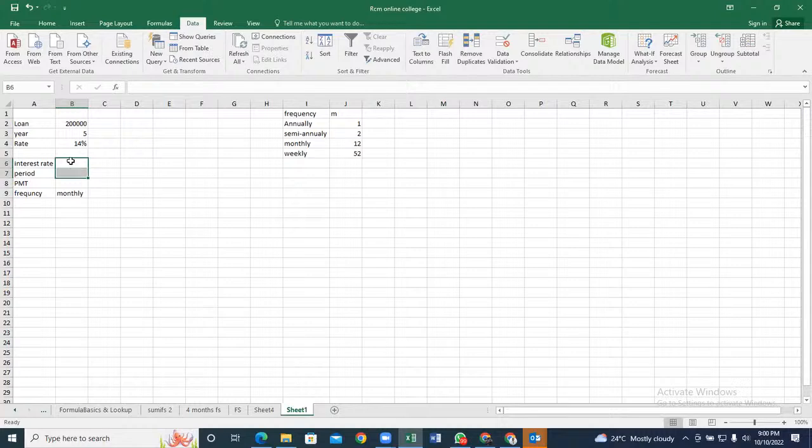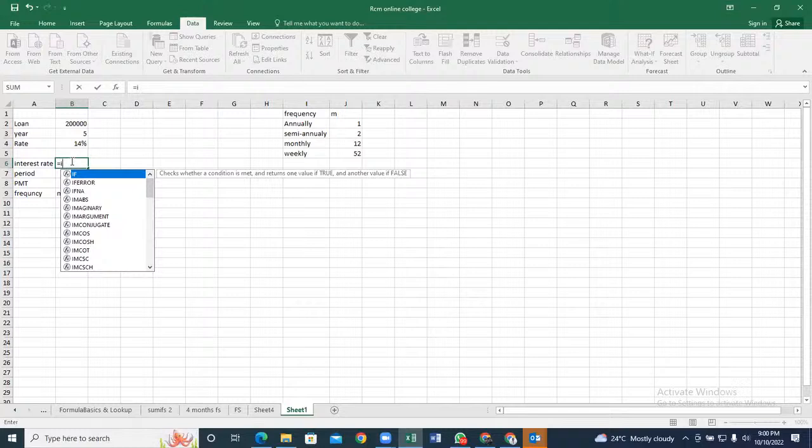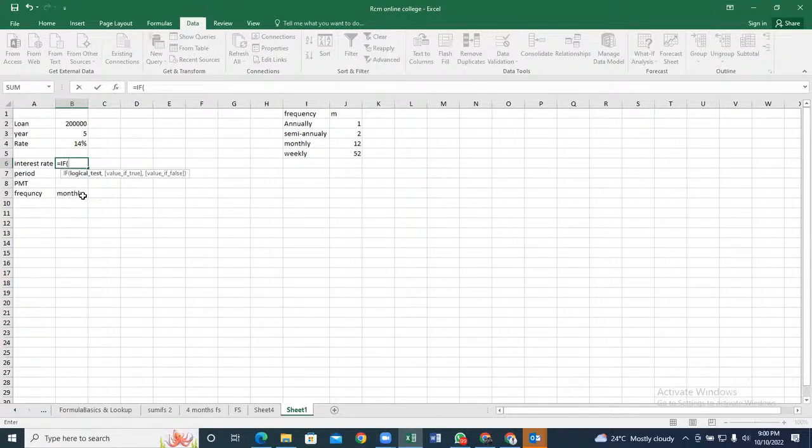So how are we going to convert them? We are going to use the IF function. And we are saying equal to IF. So it is this key that we are automating, the frequency key.